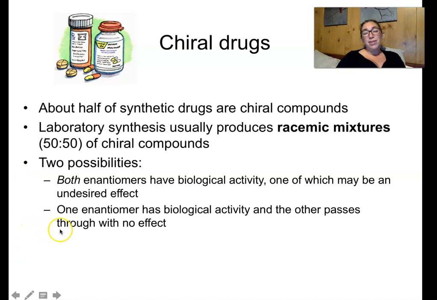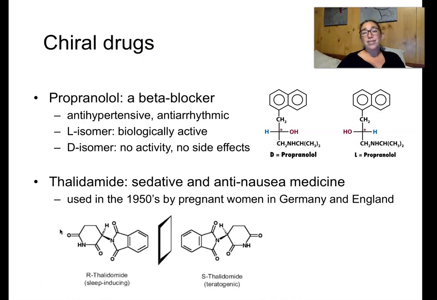And the other possibility is that one enantiomer has the desired function, and the other enantiomer doesn't bind to anything and is just washed out, and has no effect. And so chiral drugs have to be tested for these things. So, some examples of each of those scenarios.